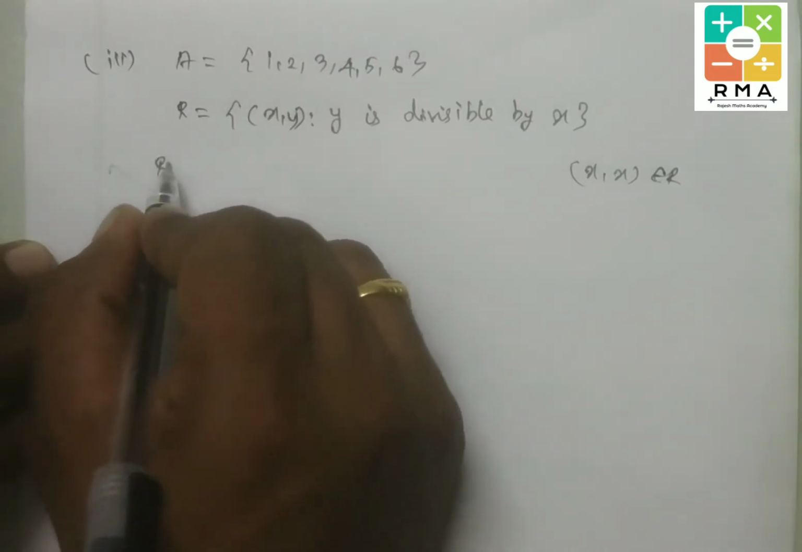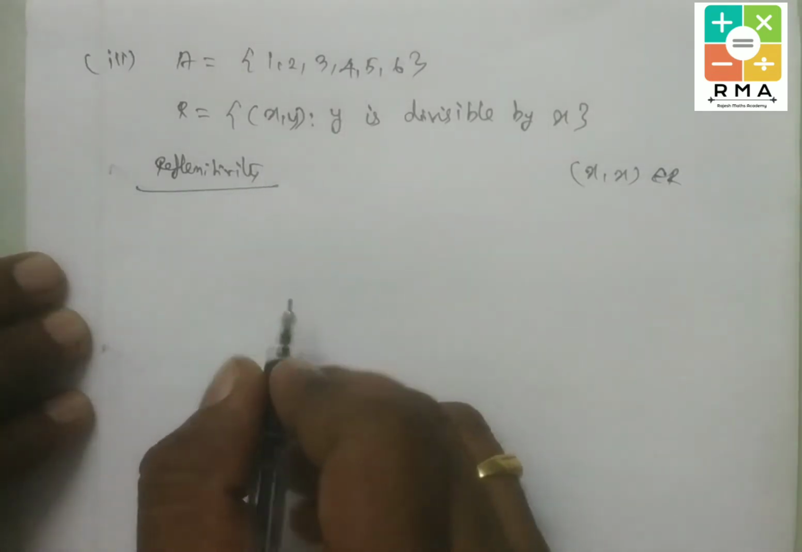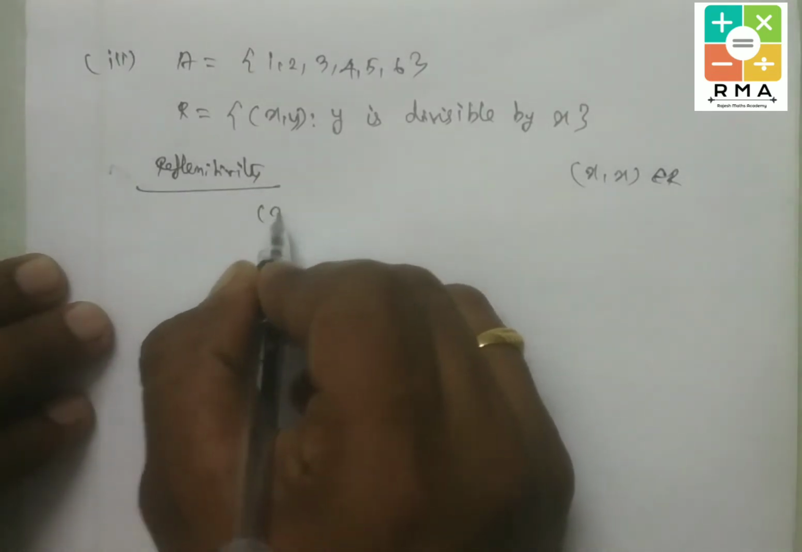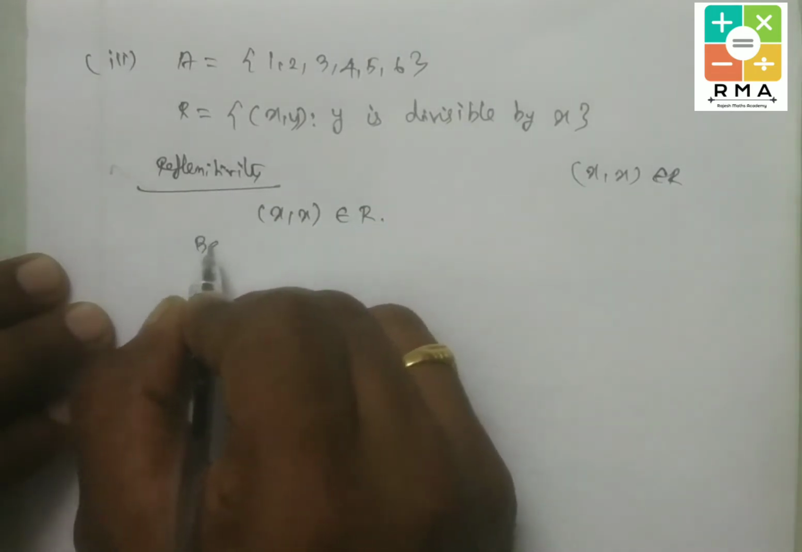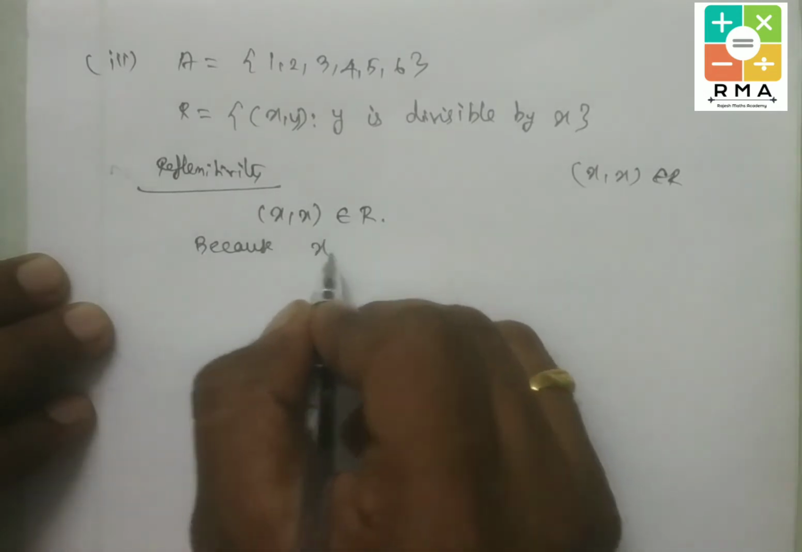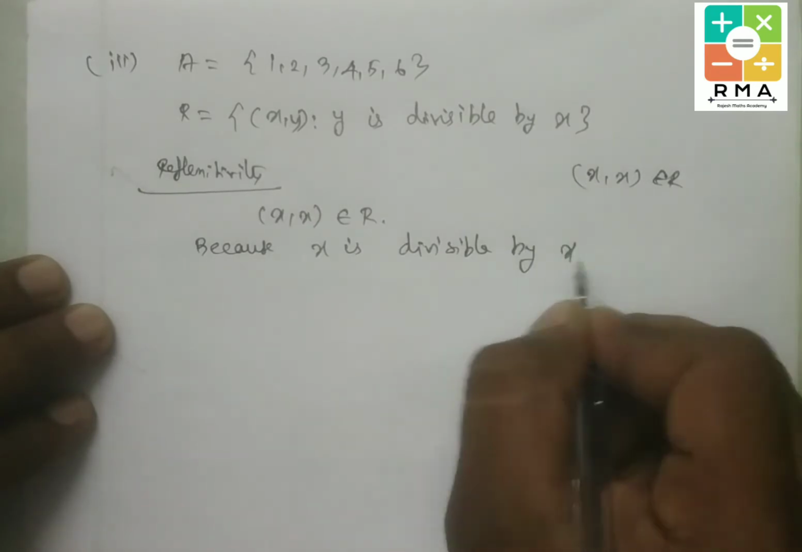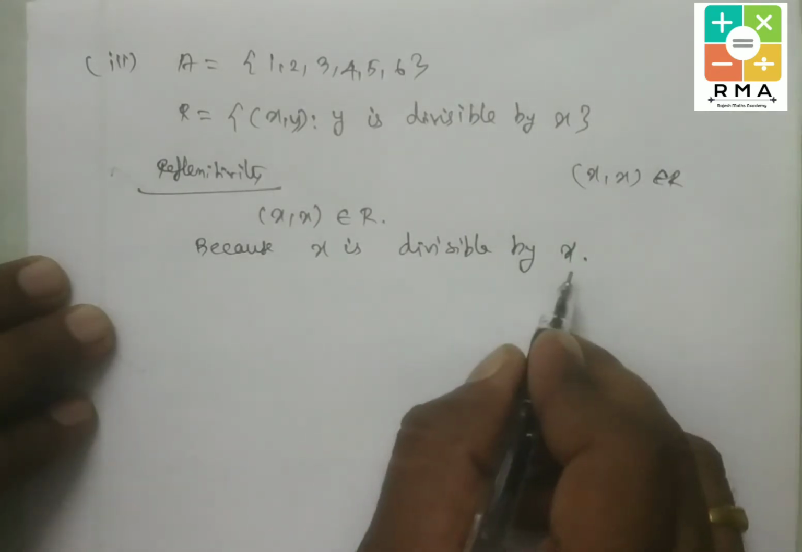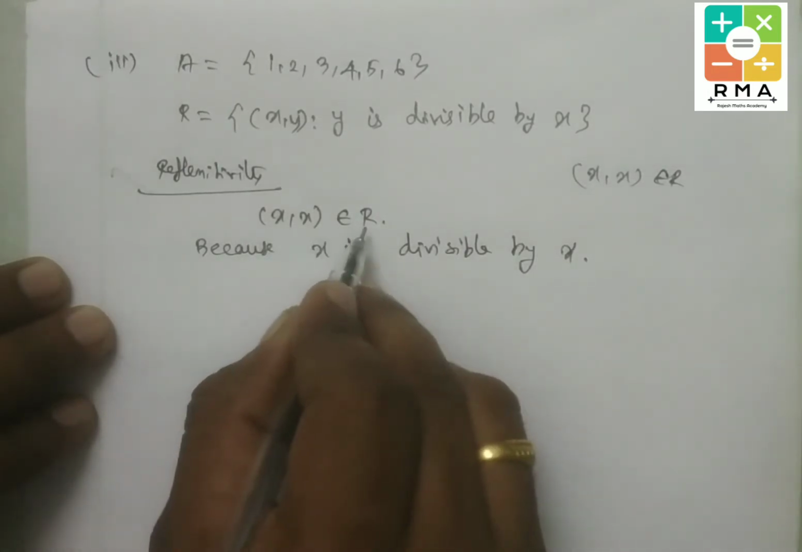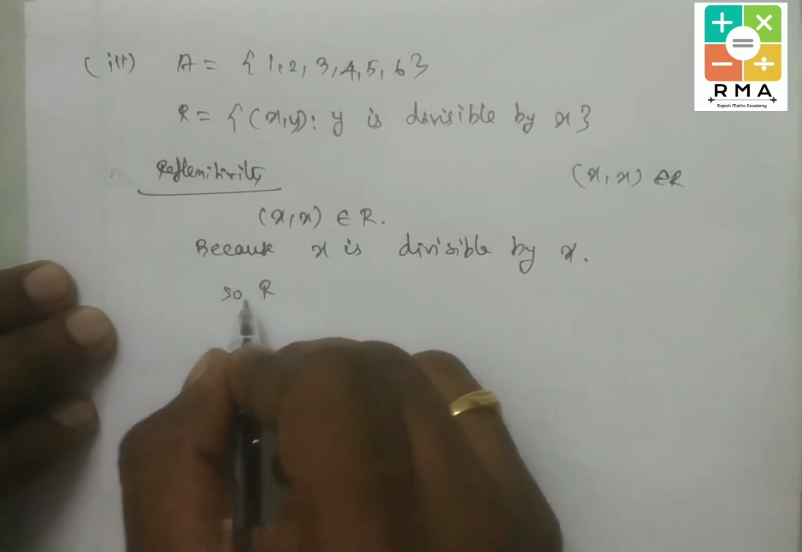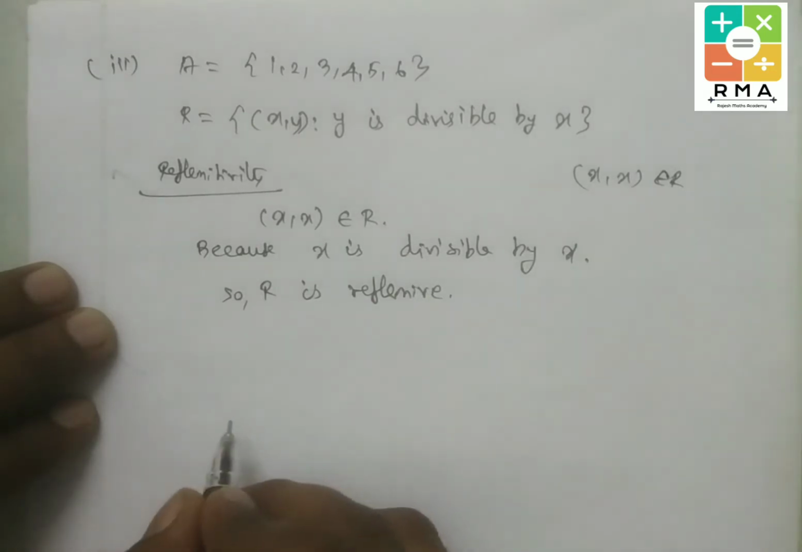So what is the first property? Reflexivity. Reflexivity relation we are going to check. So reflexivity means we know that x comma x belongs to relation because x is divisible by x. Every number is divisible by itself. So clearly we can say that x is divisible by x. So x comma x belongs to R. So we can decide R is reflexive. We can say that R is reflexive.